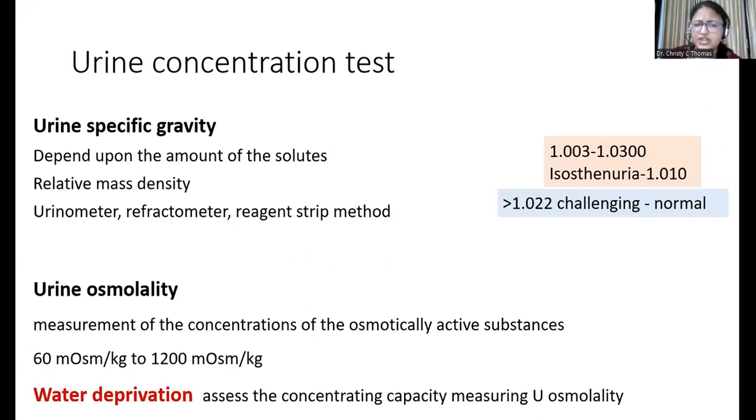Urine osmolality measures the concentration of the osmotically active substances and ranges from 60 to 1200 mOsm per kg. The water deprivation test is a classic test where you assess the concentrating capacity of the kidney by measuring urine osmolality.